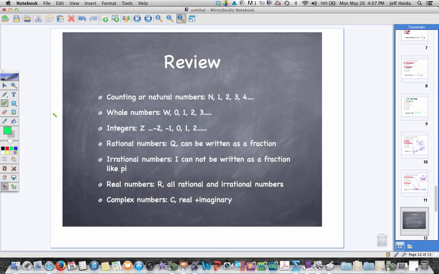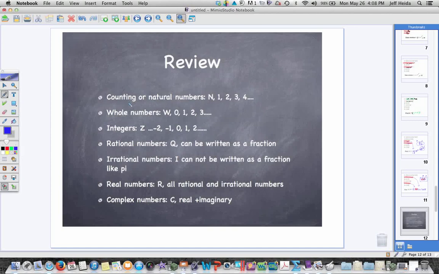I just want to review quickly the different types of numbers. So you have what I call counting numbers. Most math books call them natural numbers. And I call them counting numbers because when you count on your fingers, you start with 1: 1, 2, 3, 4, 5. So they're all of the positive integers. Whole numbers are counting numbers plus 0. And I refer to whole numbers as non-negative integers. 0 is not negative or positive.